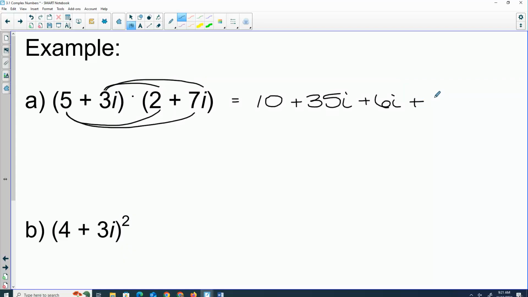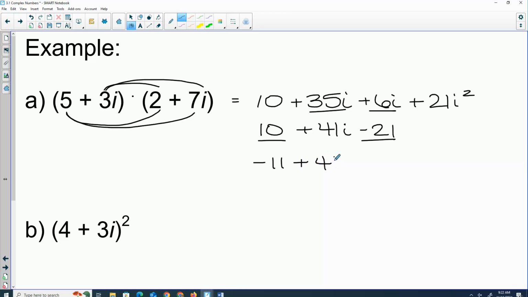3i times 7i is what? 21 i squared, which is the same as -1, so it'd be -21. So if we add like terms, we have a 10, 35i plus 6i is 41i. i squared is -1, so 21 times -1 is -21. Final answer, a plus bi, so we have to do the 10 and the -21, which gives me -11 plus 41i. So anytime you get an i squared, you have to turn that into -1.